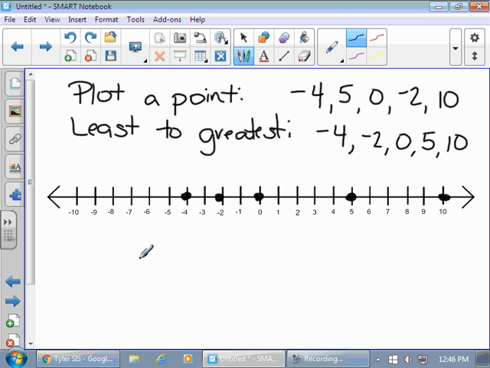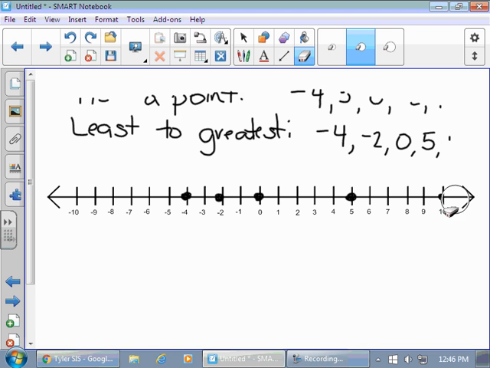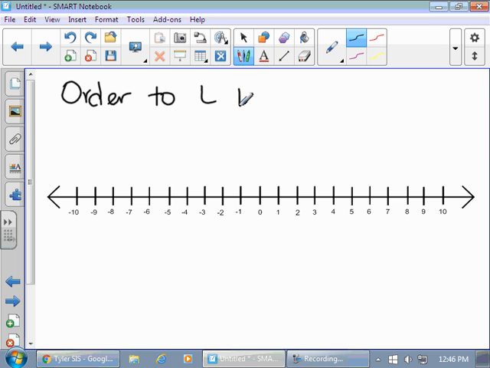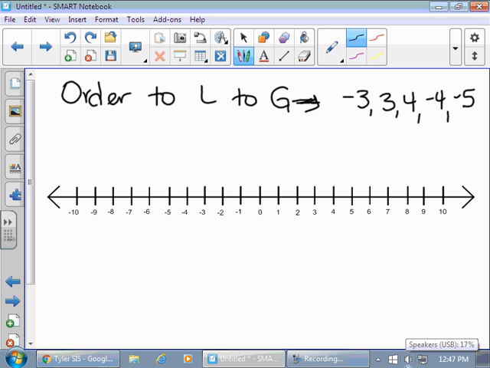All right. So let's look at another one. Let's erase this because I want to keep this number line. If I ask you on this one to order from least to greatest, and I shortcut it here, L to G, and I give you numbers of -3, -4, -4, and -5. What do you think is going to be my smallest value? -5.